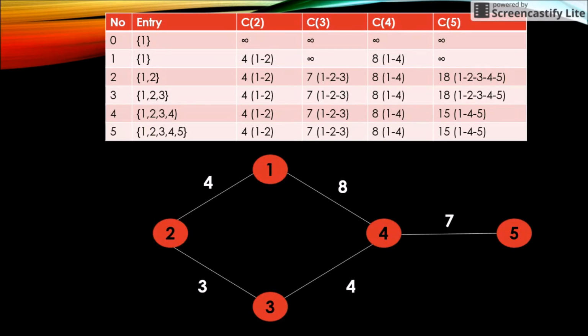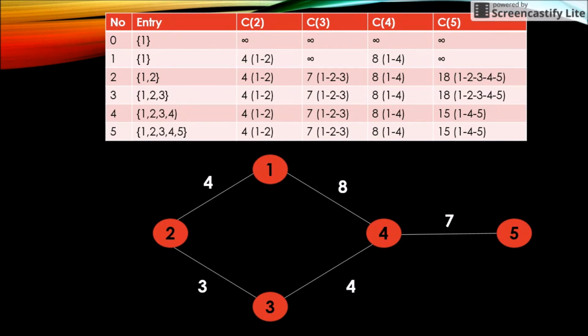And the final values remain 4 for router 1, 2, 7 for router 1, 2, 3, 8 for router 1, 4, and 15 for router 1, 4, 5. And ultimately, we have reached from the source router to the destination router with a value of 15.